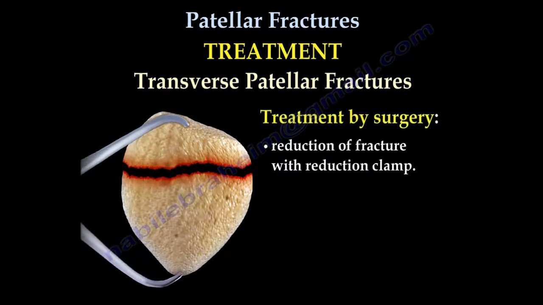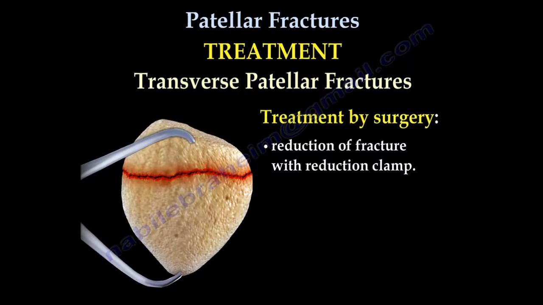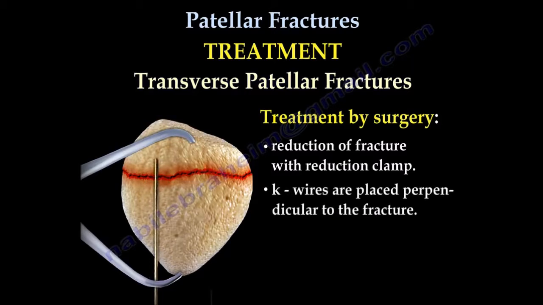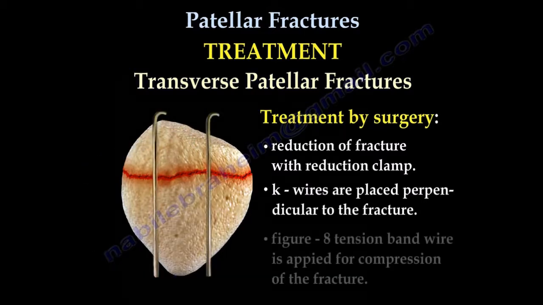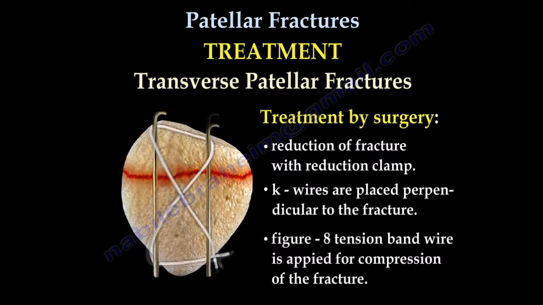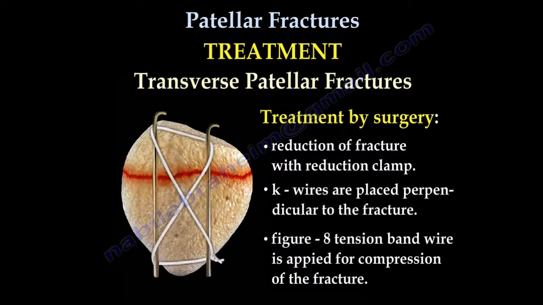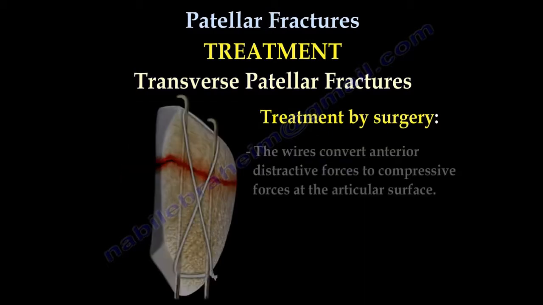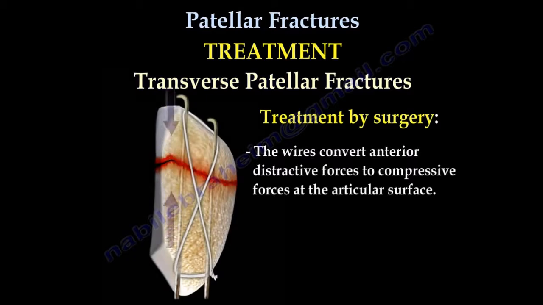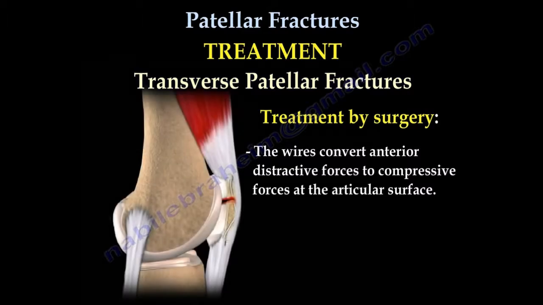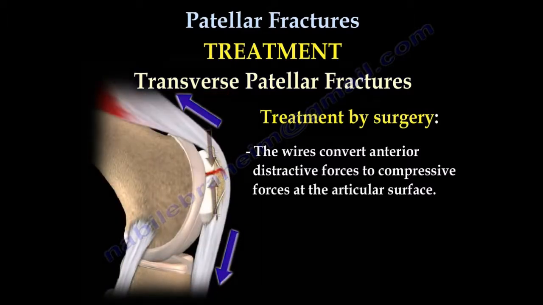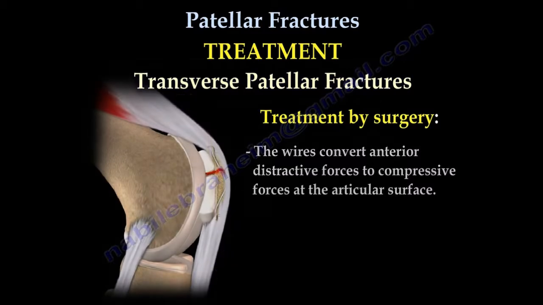You can see here reduction of the fracture with a reduction clamp. K wires are placed perpendicular to the fracture. A figure 8 tension band wire is applied for compression of the fracture. These tension band wires convert the anterior distractive forces to compressive forces at the articular surface. As the knee moves in flexion, there will be compression at the articular surface.